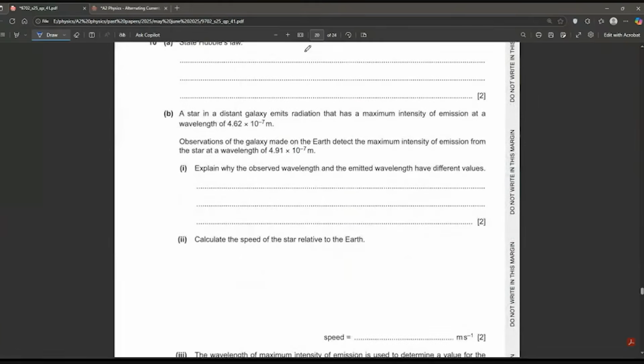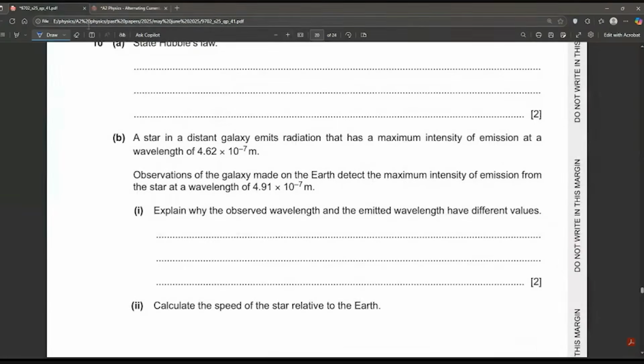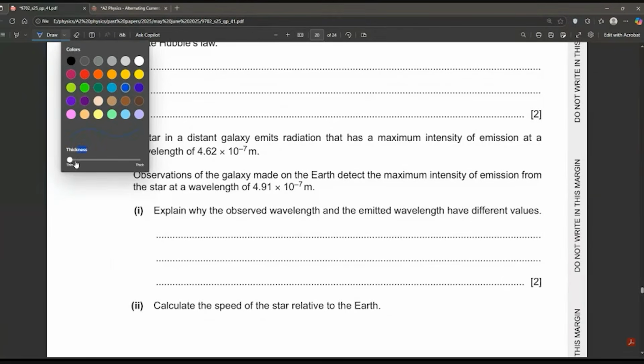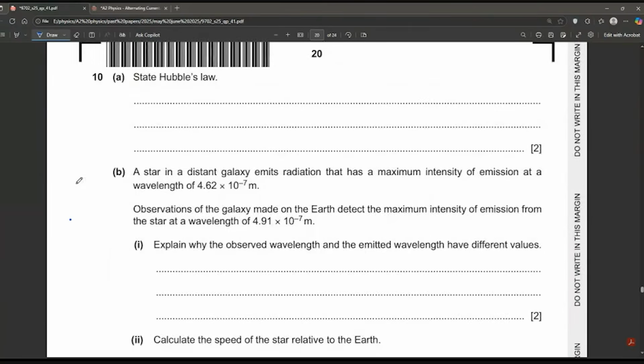Okay, state Hubble's law. Now Hubble's law was very easy. I am not writing the full format of Hubble's law. You can just write the definition. Speed of recession was directly proportional to the distance between the galaxy and the observer.